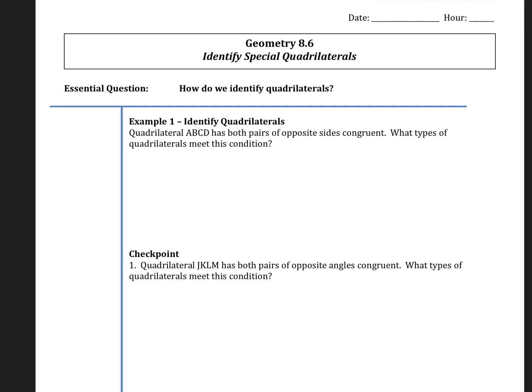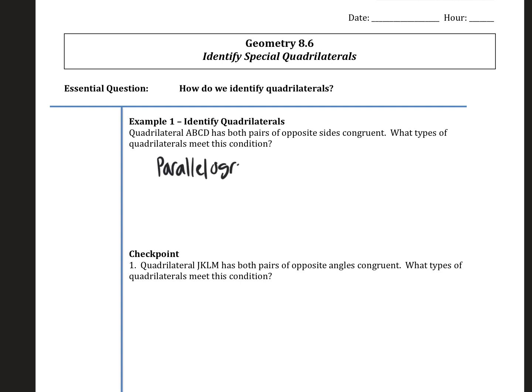So we have quadrilateral ABCD has both pairs of opposite sides congruent. What types of quadrilaterals meet this condition? In a second, you're going to pause the video and think about which ones would do this. But remember, the way the flowchart works is the things at the top of the flowchart have these criteria or these properties, and everything below that on the flowchart is going to also have those properties, okay? Go ahead and see if you can figure out which quadrilaterals meet this condition. Okay, I believe that this comes from parallelograms, right?